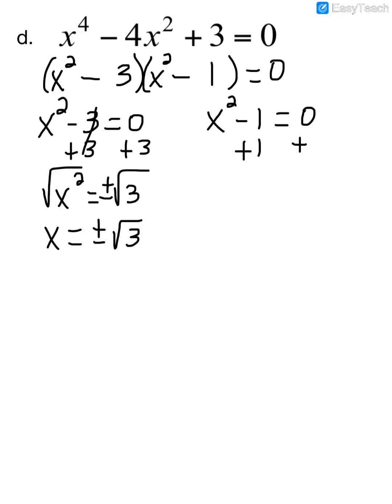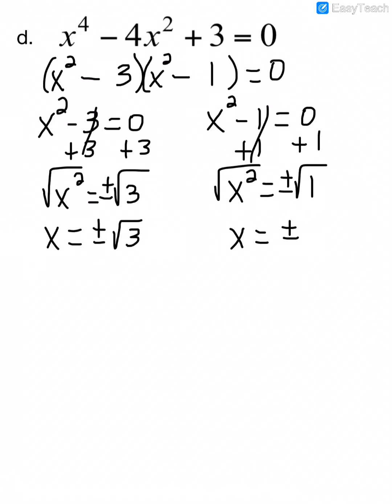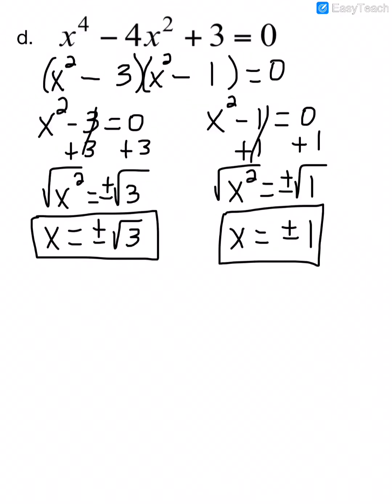And then for this one, I'm going to add 1 to both sides. So I get x squared equals 1. Take the square root, plus or minus the square root of 1. Well, the square root of 1 is 1, so I have plus or minus 1. So I have 4 solutions to this polynomial equation. Positive and negative square root of 3, and positive and negative 1.